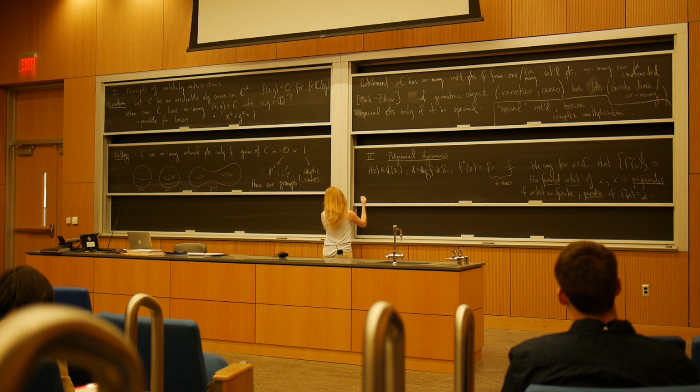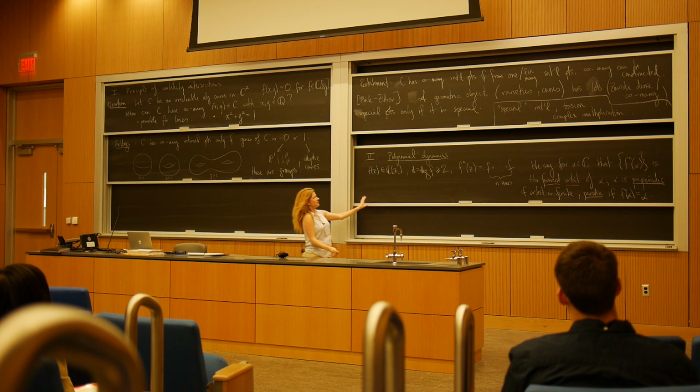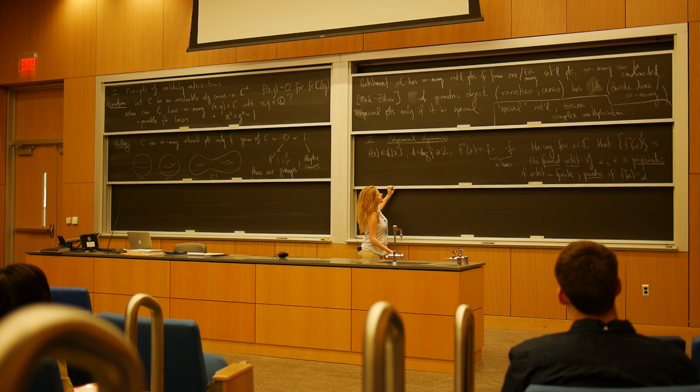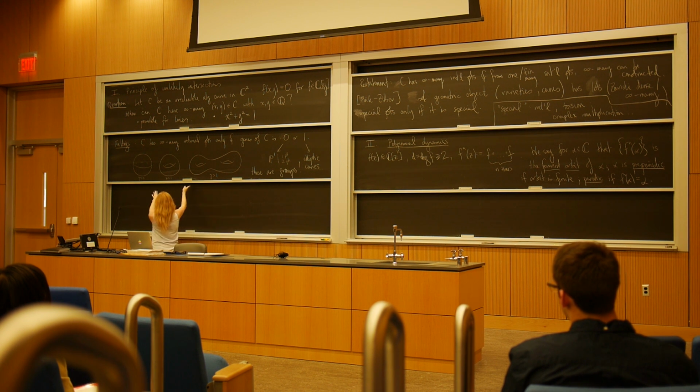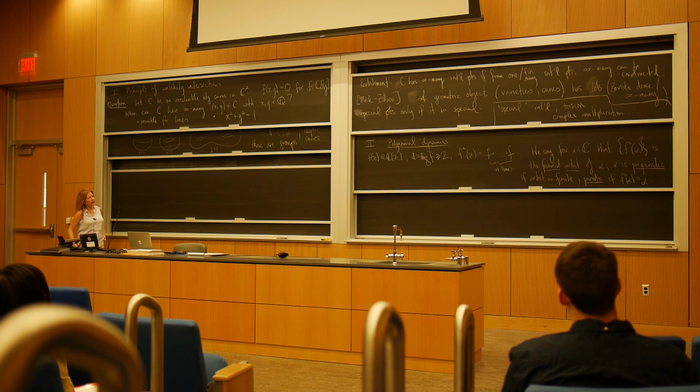Let me move to a new board here. Okay, so what do I mean by that? Well, let me first give you the definitions, and then we'll discuss them a little bit. So I'll define the Fatou set of F, which is the collection of points where the iterates form a normal family.